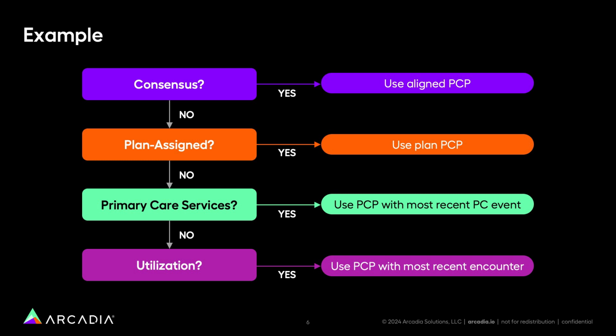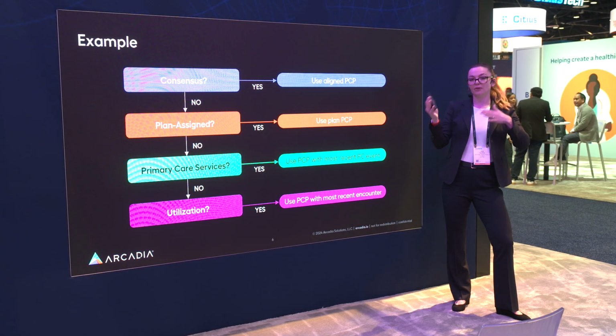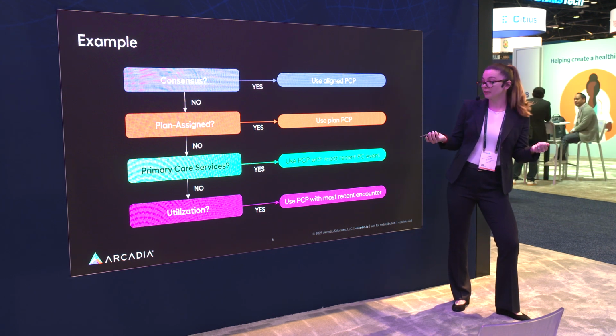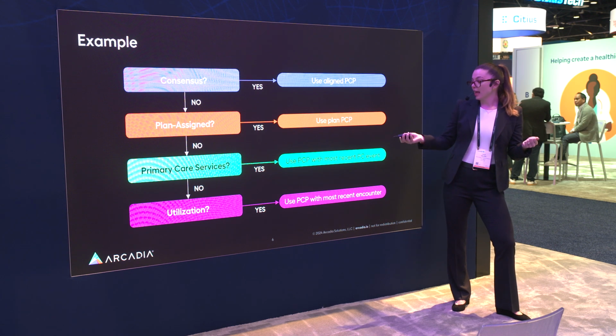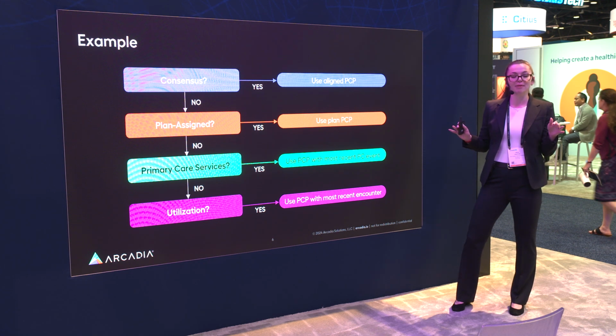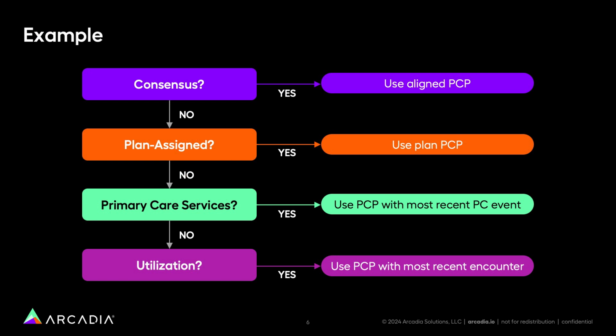But maybe I don't have an aligned PCP. And then a common secondary source of truth is plan assigned, since we said it's the closest thing to an externally supplied source of truth that we have. So if I have a plan assigned provider, boom, done, plan PCP. If not, that's when a lot of clients will start layering in the derived or event-based logic. Have I seen a recent primary care service in my data in my look back period? If yes, great. If not, a lot of clients will layer in a final, purely encounter-based step before I throw my hands up and say, fine, I don't have enough data, the patient's unassigned. So basically, have I had anybody with a PCP background or specialty see the patient in my look back period? And maybe that's my final catch-all.